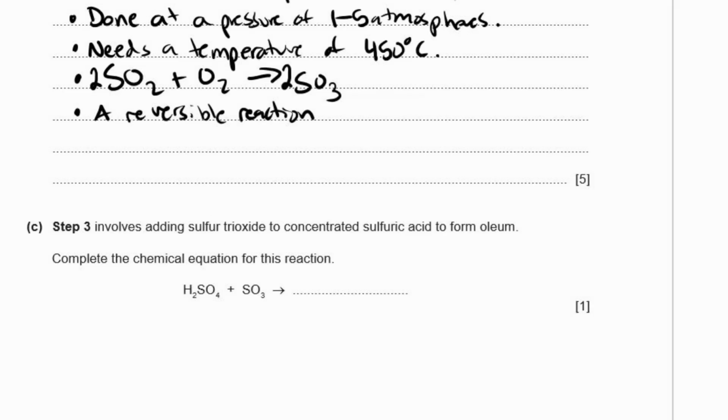All right. C, step 3 involves adding sulfur trioxide to concentrated sulfuric acid to form oleum. Complete the chemical equation for this reaction. All right, so you might know the formula of oleum or you might not. But we could just basically put this together. So first of all, we start with the H's. Let's say H2. And how many S's do we have? We have 2 S's. S2. How many oxygens do we have? O7. There you go. That's it.